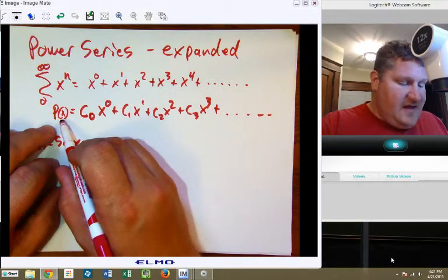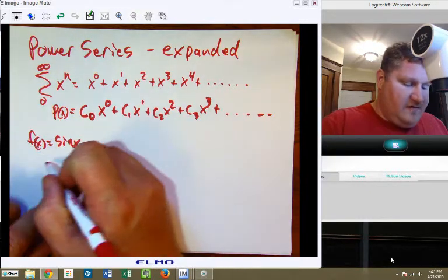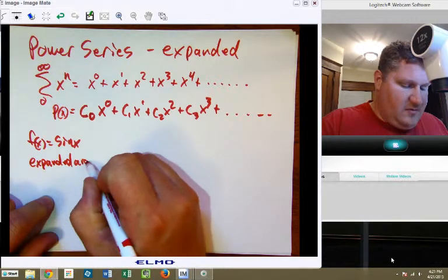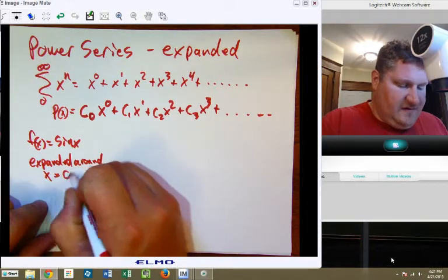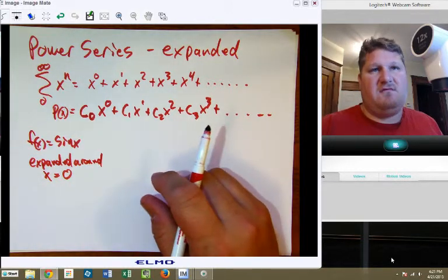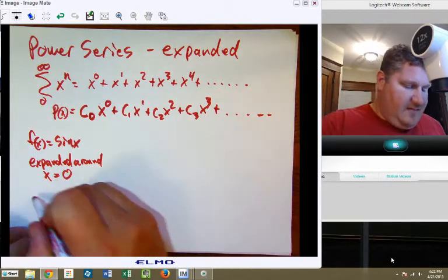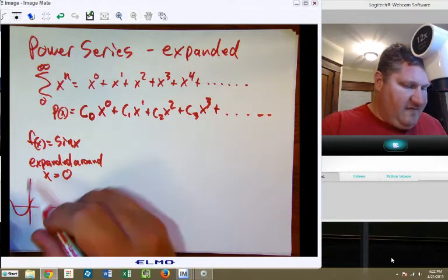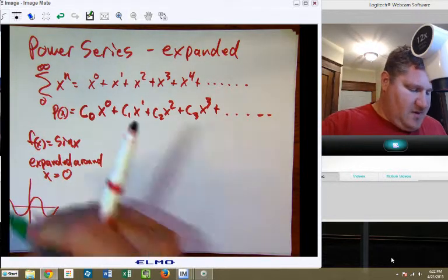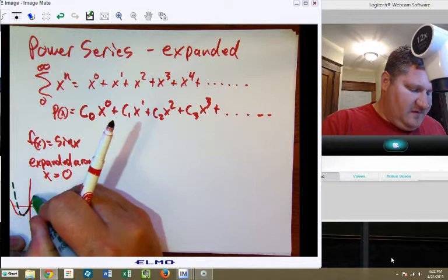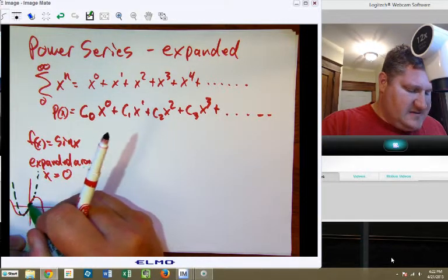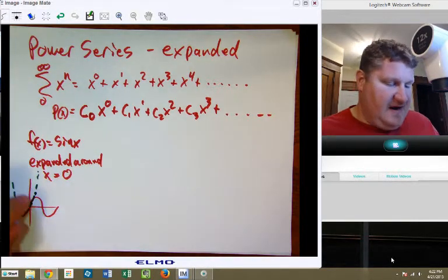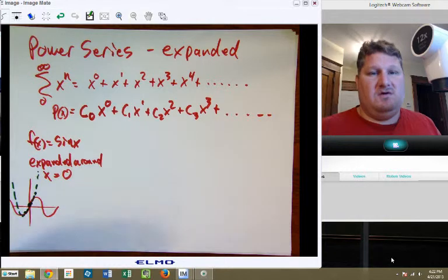The thing is, if I expand this around 0, we're going to call it expanded around x equals 0. Now, this is something we've come across in class already. If you expand around 0, that means whatever the estimates that you're using are good estimates somewhere around 0. And as you move away from 0, they tend to get worse. So if we're expanding around 0, that's what we're talking about here.